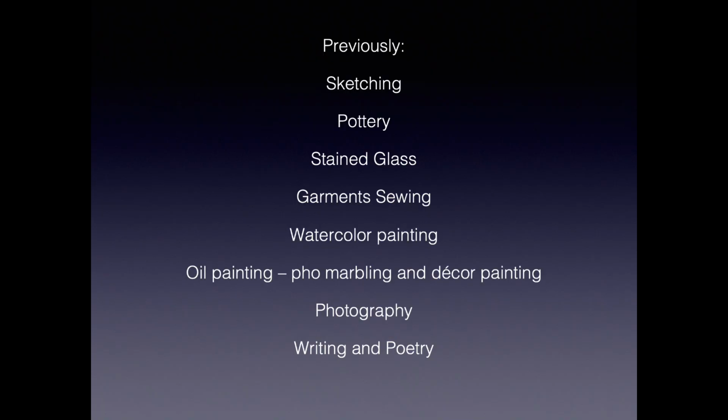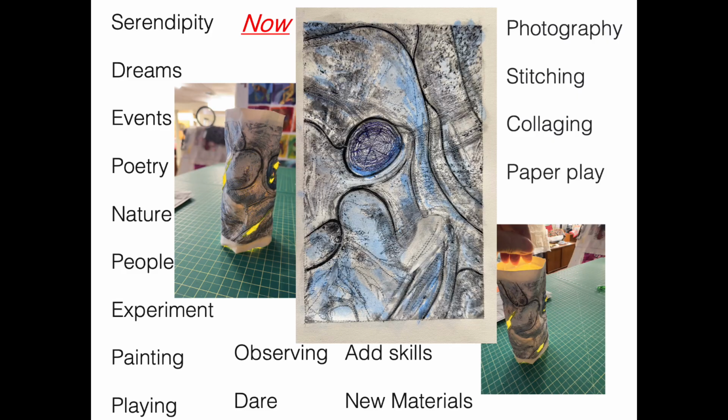Previously, I was involved with all kinds of art: sketching, pottery, stained glass, garment sewing, watercolor painting, oil painting, faux marbling and decor painting, photography, writing and poetry. But today I rely on serendipity mostly. I listen to my dreams, I look at events, nature, people, I experiment, I paint, I keep on painting and trying to dare out new materials, look at workshops, continue with my photography and stitching, collaging, and playing mostly.